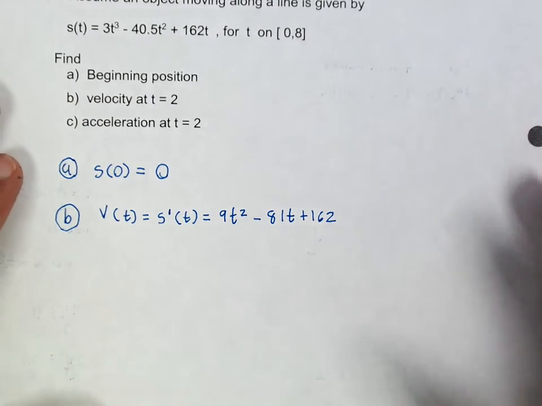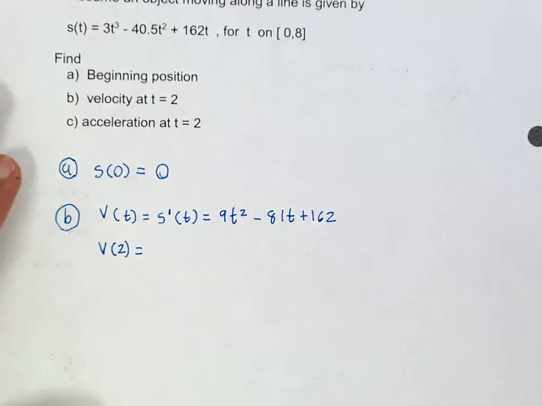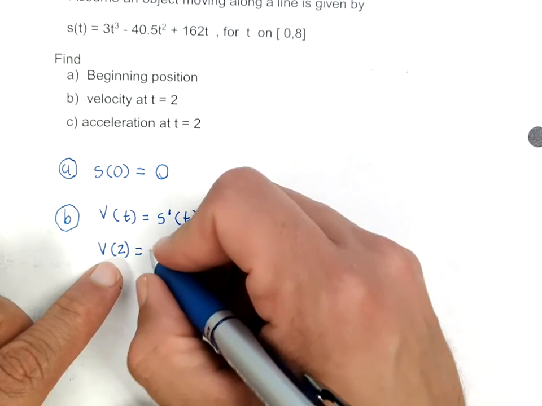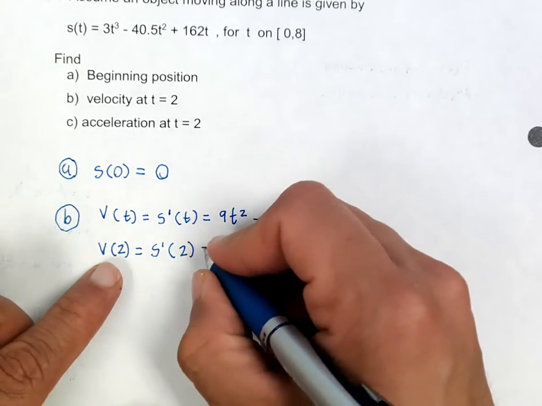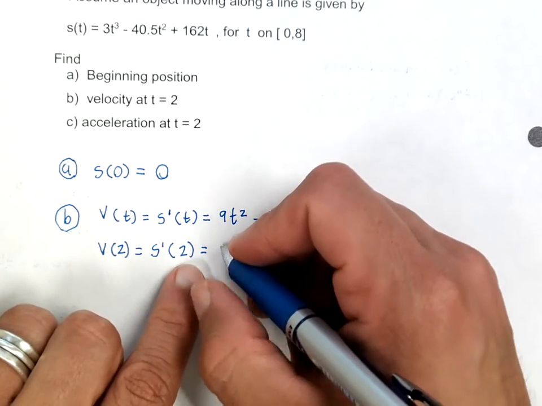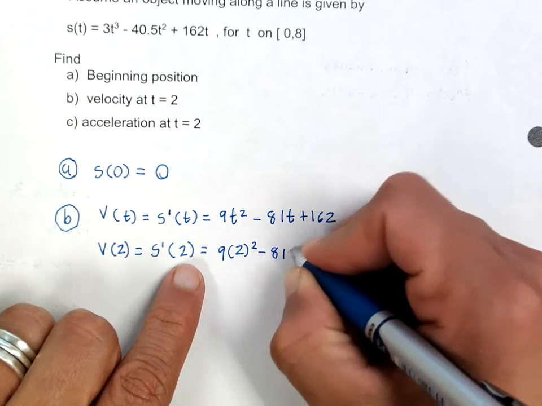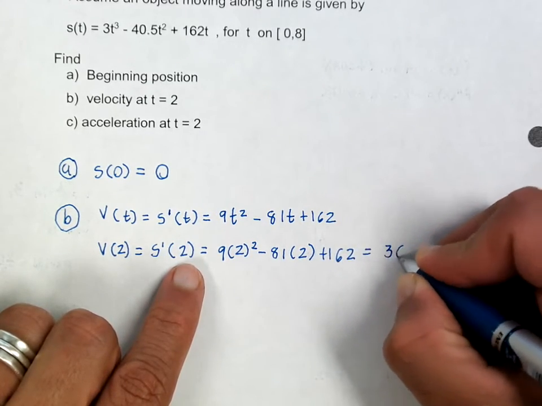So now what it's asking me is, what is the velocity at t is equal to 2? Now to be precise, if we are talking about physics, this would be called the instantaneous velocity. So what is the instantaneous velocity at t is equal to 2? So I'm going to plug in 2 into this derivative, and that's going to give me the velocity at t is equal to 2. So that would be 9 times 2 squared minus 81 times 2 plus 162, which is 36.